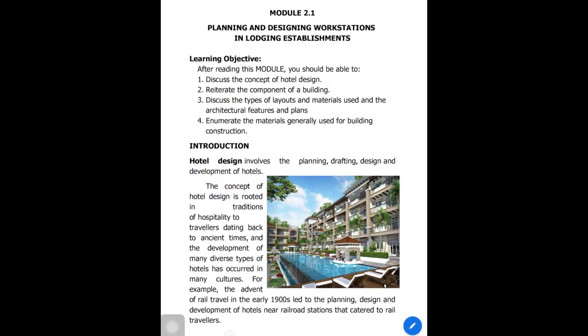For today's lesson, we are going to talk about Module 2.1, which is the planning and designing workstations in lodging establishments. For the learning objectives, after reading this module or after you watch this lesson video, you should be able to, number 1, discuss the concept of hotel design. Number 2, reiterate the components of a building. Number 3, discuss the types of layouts and materials used and the architectural features and plans. Number 4, enumerate the materials generally used for building construction.